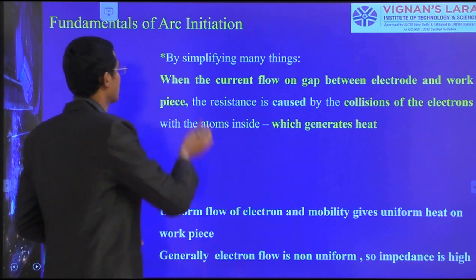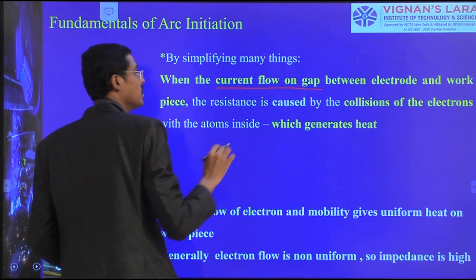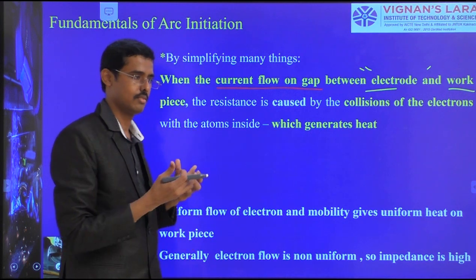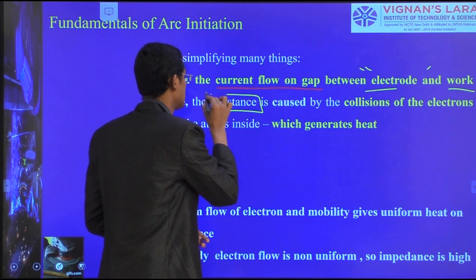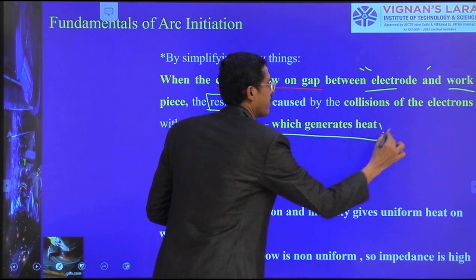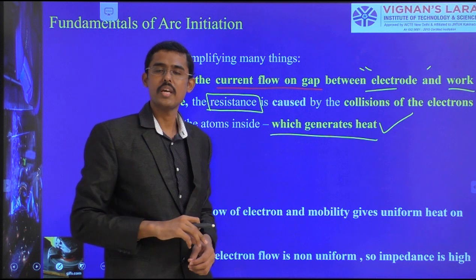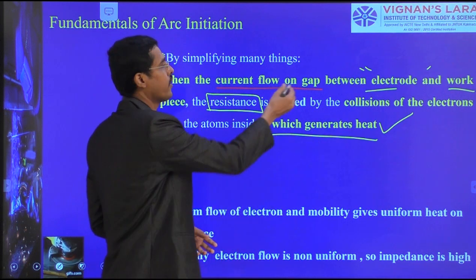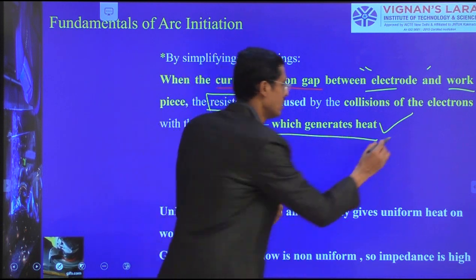Now I am just simplifying. When the current flows across the gap between the electrode and the workpiece, the resistance is caused by the collision of electrons. See, the name resistance, if you understand it, it is very easy. The current flows across the gap between the electrode and the workpiece, and therefore the resistance is caused by the collision of electrons and ions with the atoms inside, which generates the heat. This is what I am continuously telling. These are the three zones: cathode spot, cathode space drop zone, plasma, anode space, anode spot. That is what I have given simply. The flow of current from the electrode to the workpiece is resisted by the collision of electrons, which generates the heat. That heat we are using for welding.